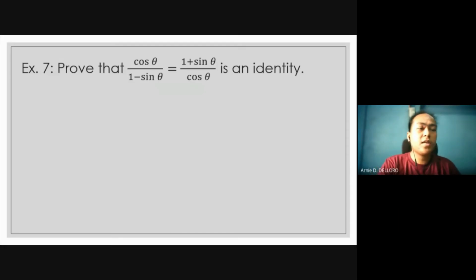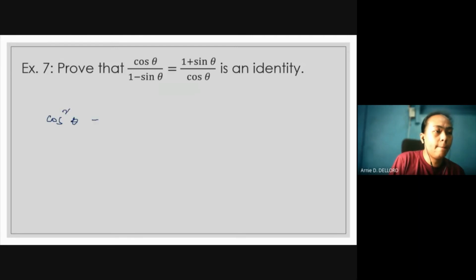So prove that cosine theta over 1 minus sine theta is equal to 1 plus sine theta over cosine theta is an identity. So ang kailangan nyo lang gawin dito, di ba? We can actually do cross multiplication. Okay? Okay, proceed na tayo sa solution. So to cross multiply, so cosine theta times cosine theta is cosine squared theta. Then 1 minus sine theta, sige, isa-isa yung tuloy natin.